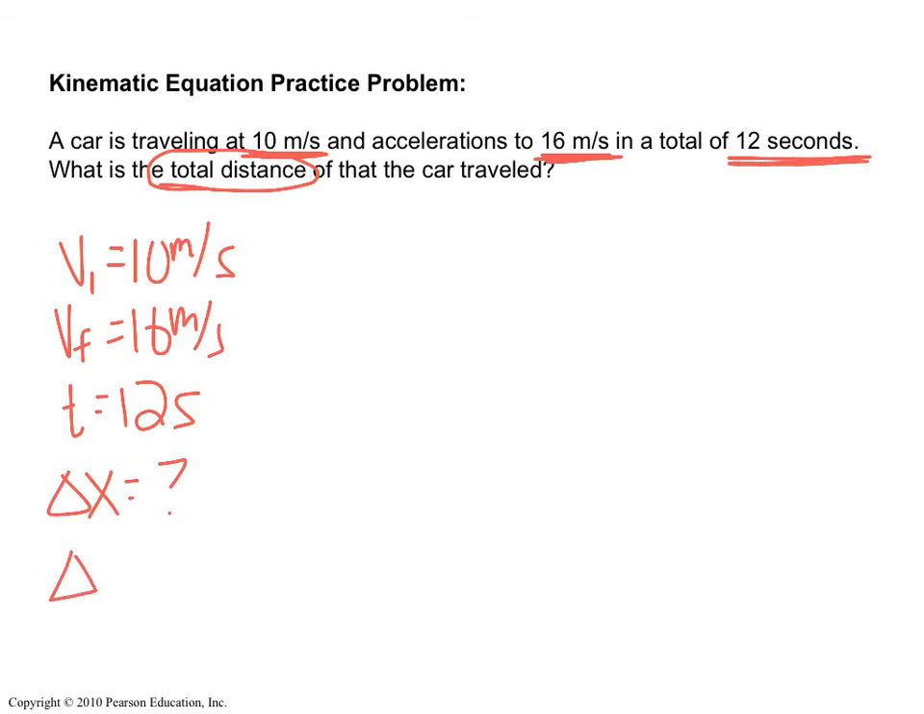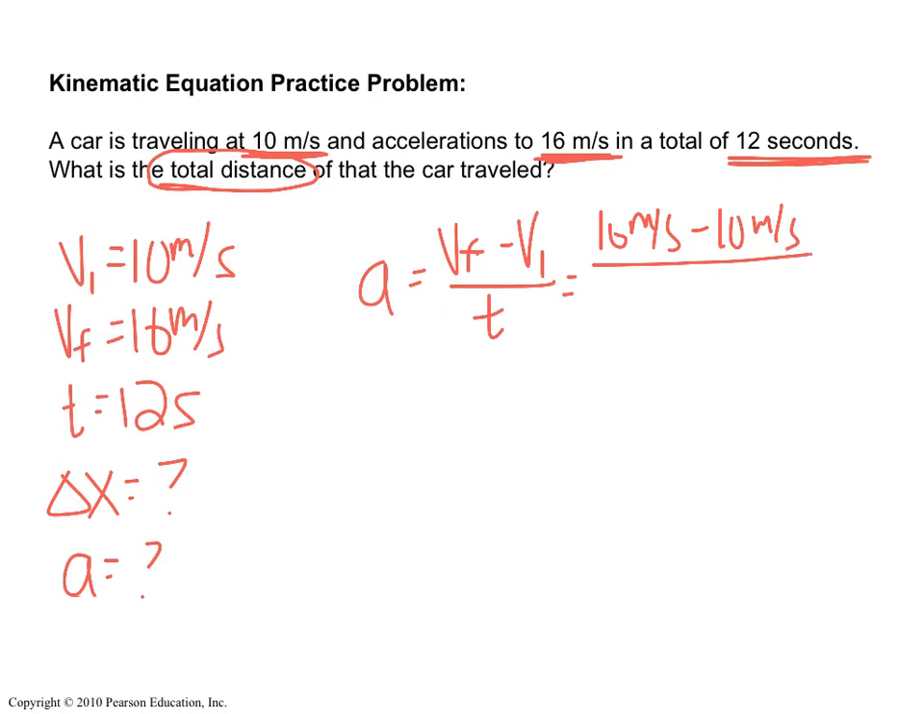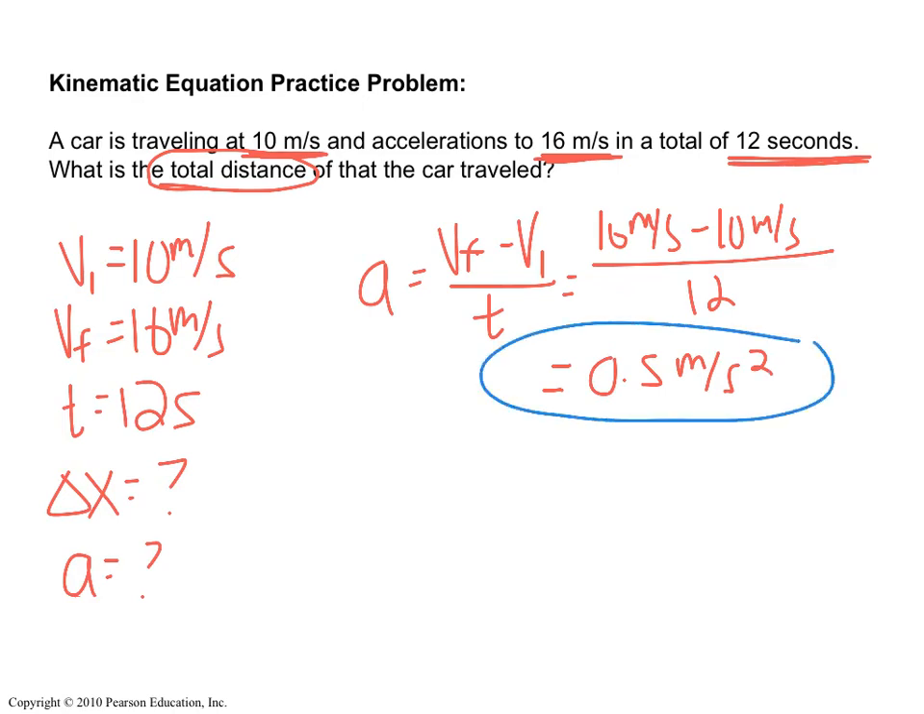and we should probably also figure out our acceleration. Let's start off by figuring out our acceleration. So we're going to have acceleration equals VF minus VI over T. Like I said, this should be a memorized equation. So we're going to have 16 meters per second minus 10 meters per second over 12. So I'm going to get 0.5 meters per second squared. And that's for my acceleration. I'm looking for distance though, so I am not done.